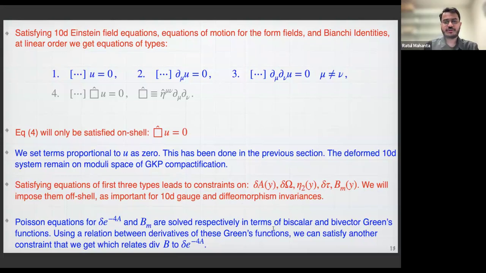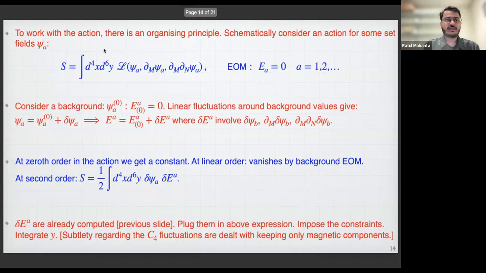Okay. So using a relation between the derivatives of the Green's functions, we can satisfy another constraint that we get, which relates the divergence of E to the divergence of B to the variation in the warp factor. So everything is in place. We know this explicitly, and now we will be working with the action to get the 4D action.